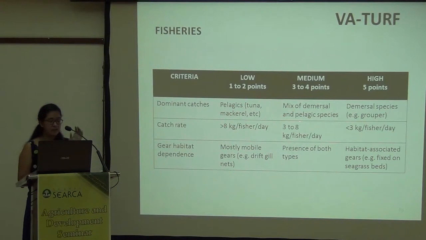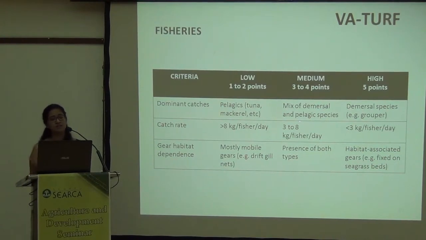And for gear dependence, that's the interaction between the fishing gear and the habitat. So the mostly mobile gears are more favorable, and the habitat associated gears are more sensitive because they will suffer the same vulnerability as those that are site attached. So imagine again when you have habitat and it gets destroyed, so your habitat associated gears will also be exposed to the same vulnerability.